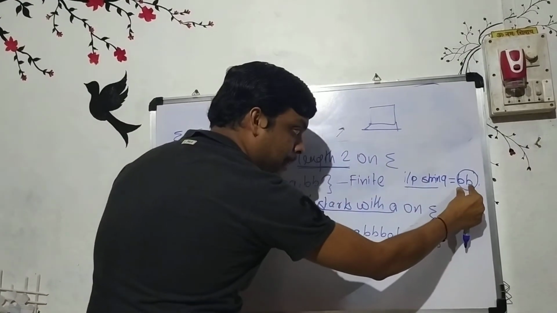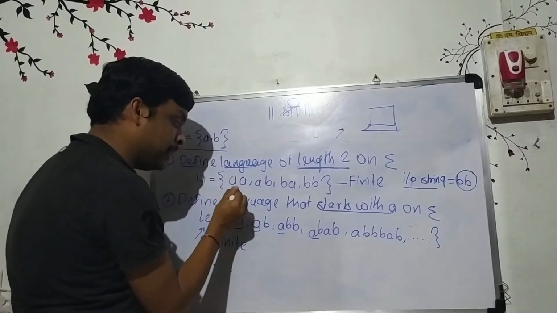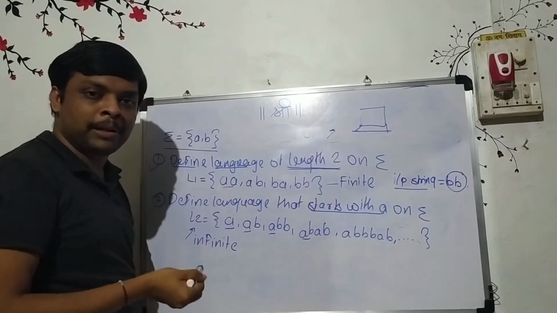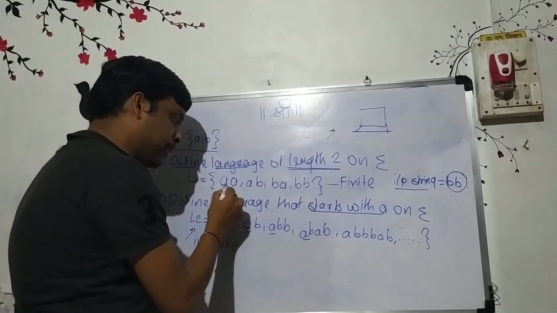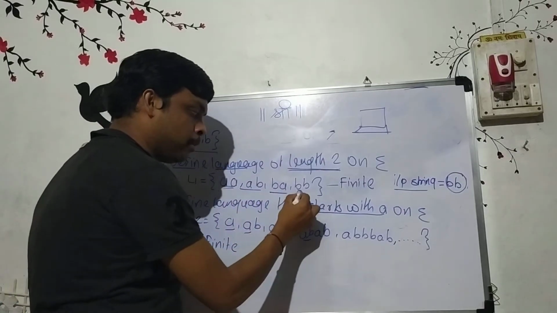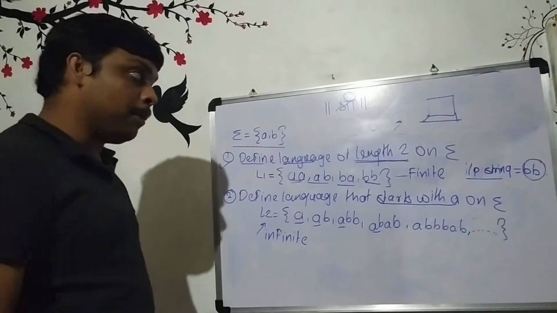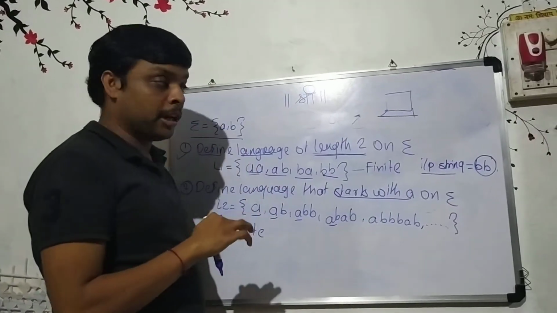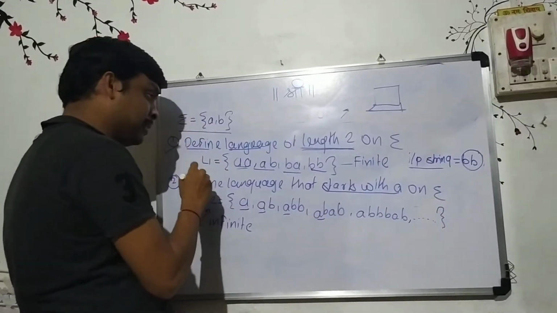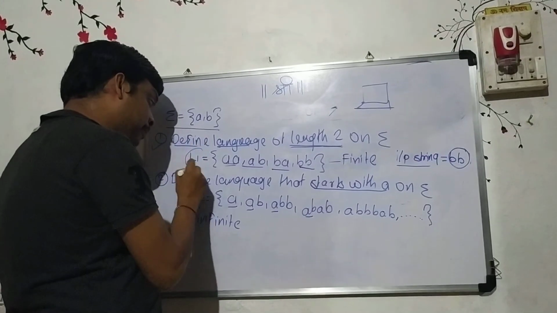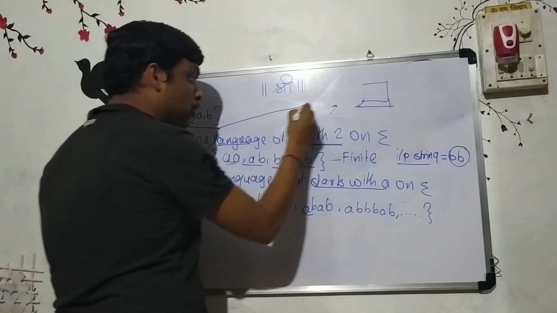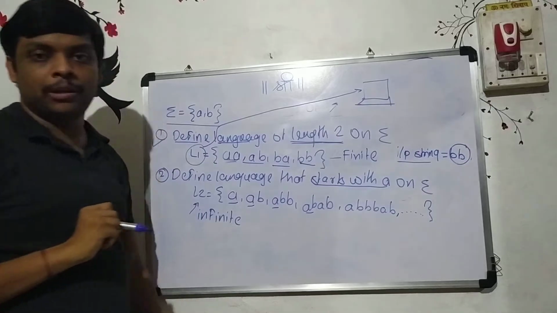We have to first compare this BB with the first element. If a match is found, then present, otherwise absent. Here match not found, not found, not found, and when a match is found it means present. But for that, what are the steps we have to follow? We first have to store this language on the machine, on the computer.